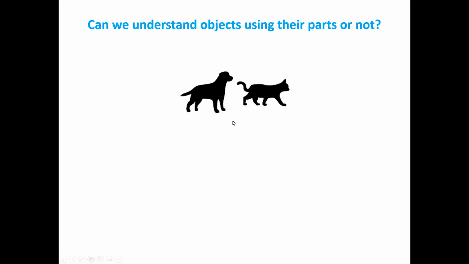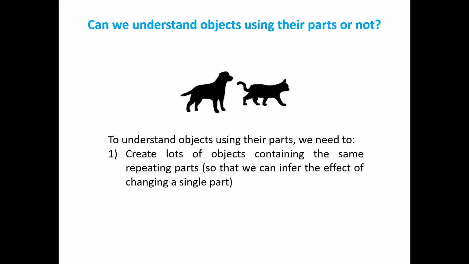So let's get back to this basic initial observation. If we want to understand objects using their parts, we need two ingredients. One is you need to create lots of objects containing the same repeating parts.